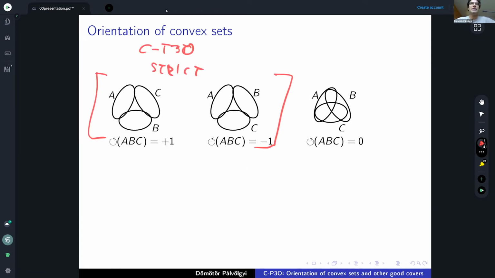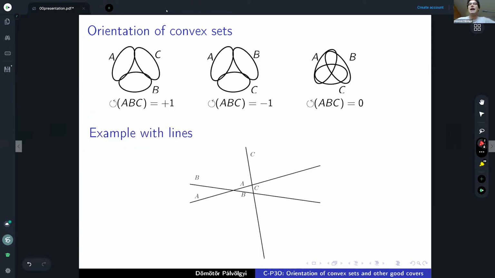Okay, what are the simplest convex sets? Lines. So let's look at an example with lines. If you have 3 lines ABC, then this bounded region that they surround is this one. So here A, B, and C are like this. So their orientation is +1.